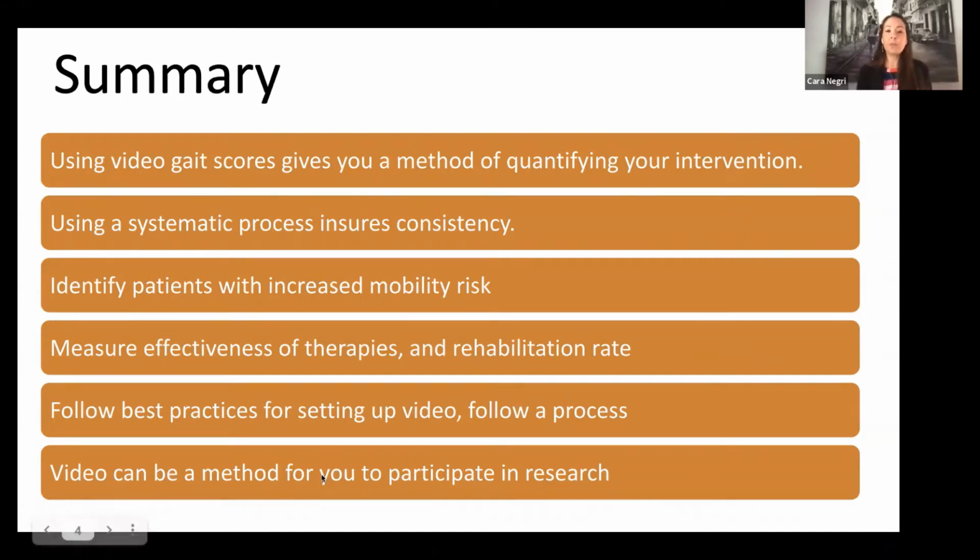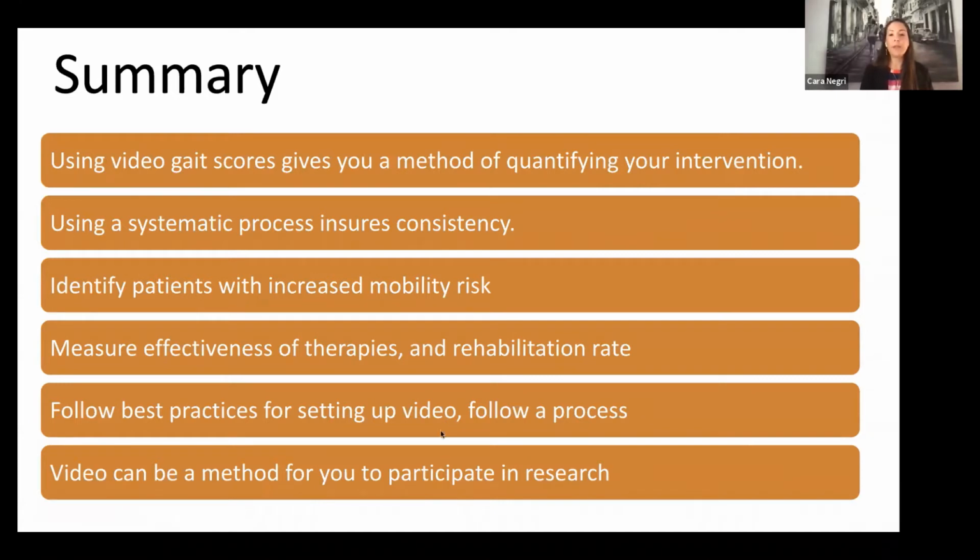We identify patients with mobility risk very quickly, and again, we can jump on that and work with their doctor to really show the doctor what we're seeing in the videos. We can measure the effectiveness of our therapies and the rehabilitation rate. So what that means is that we're going to measure in our initial evaluation, and then after we have intervened and we've provided a new prosthesis, a new socket, we can actually then measure again and see if we've done a good job.